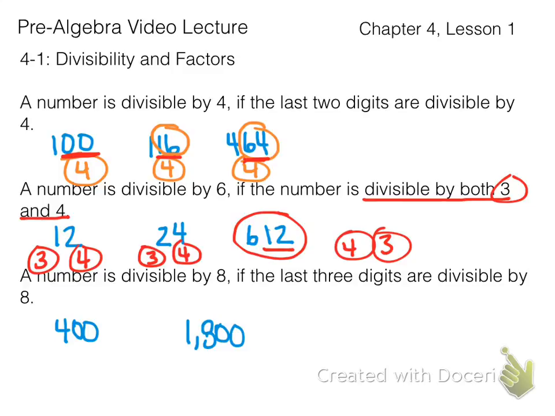So, yeah, a number that's only divisible by 4 but not by 3 would be like 200. Therefore, 200 is not divisible by 6, because it has to be divisible by 3 and 4 to be divisible by 6.